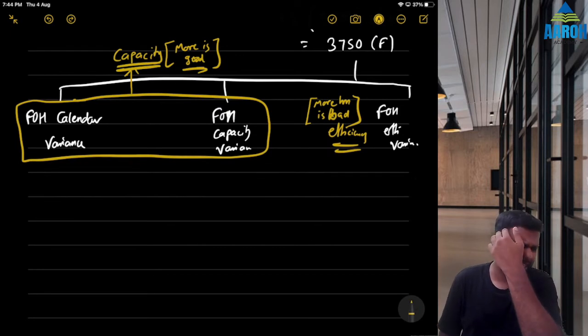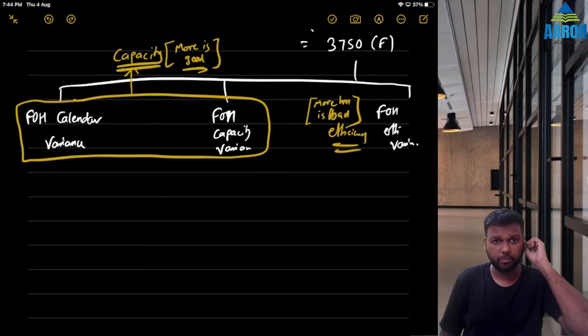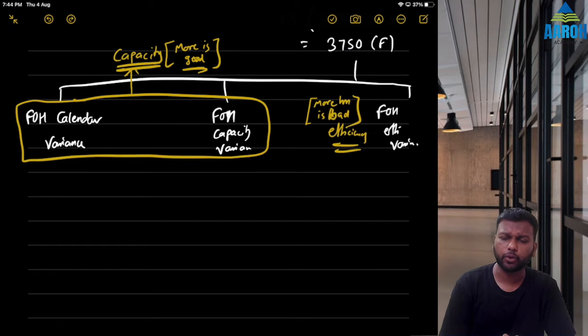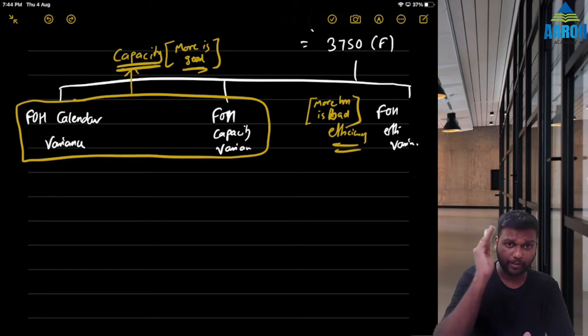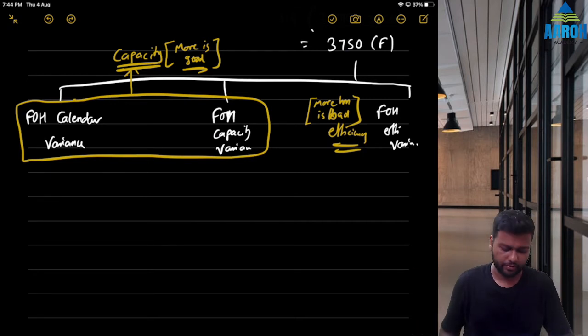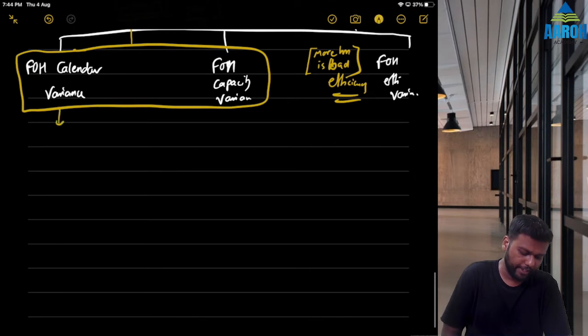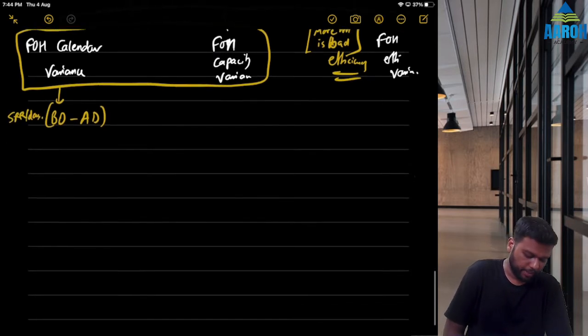If it feels complicated, again I'll upload a video which will explain the logic behind all of this, but I hope this is good enough, because capacity is like volume, efficiency is like all other cost variances. Fine. Calendar variance, so just budgeted days minus actual days, that's it, into SRR per day. SRR per day will be what now? Budgeted overheads upon budgeted days, that's it, into budgeted days minus actual days.